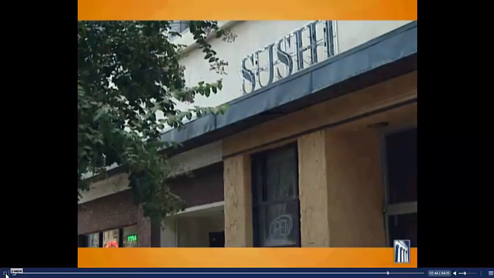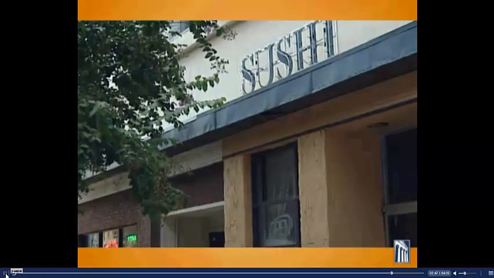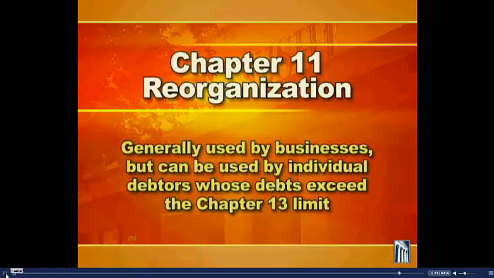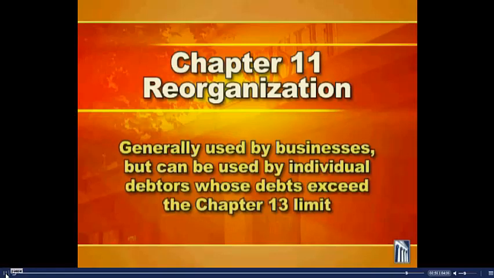Another type of bankruptcy case is a Chapter 11 reorganization. It is generally used by businesses, but can be used by individual debtors who do not qualify for Chapter 13 because their debts exceed the Chapter 13 limit.